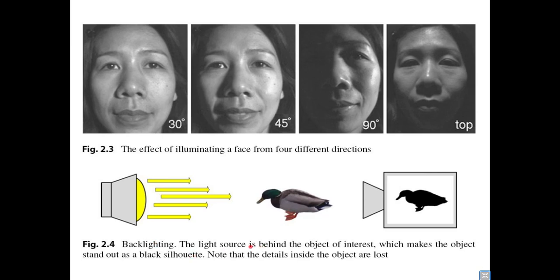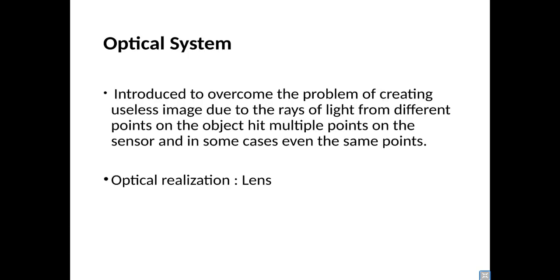So backlighting, the light source is behind the object of interest, will make the object stand out as a black silhouette. Okay, so if you put your source of light at the back, you will get a silhouette image. If you notice, in a professional photo shoot, the light is not at the back but in front of the object. So this is what happens when you put the light behind your object.